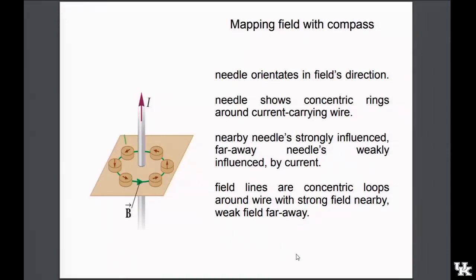Nearby the wire, they discovered that the field is strong, so the compass needles are strongly influenced by the current in the wire. Far from the wire, the field is much weaker, so the compass needles are only weakly influenced by the wire. So this is one way that you can see a magnetic field, with compass needles.